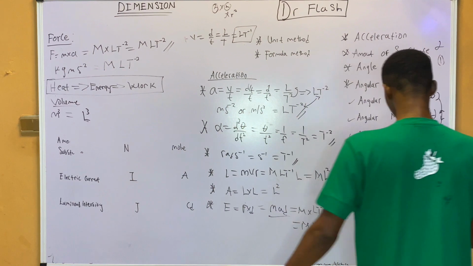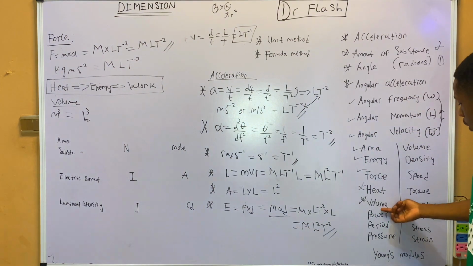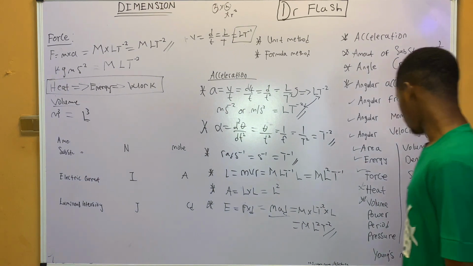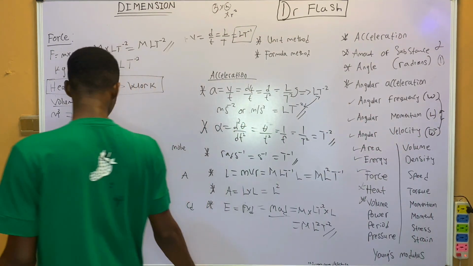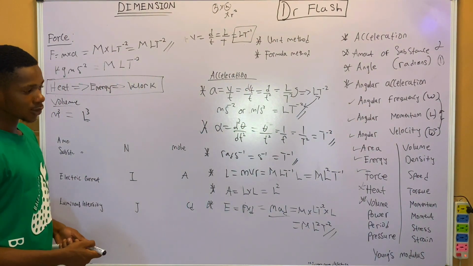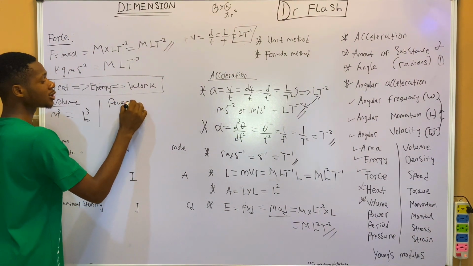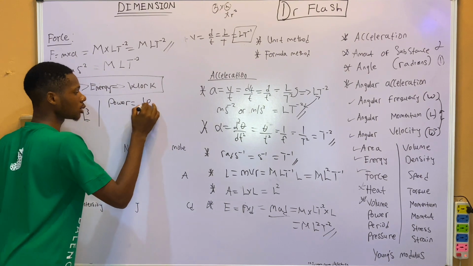And then the next one on the board is power. We have power, period, pressure, density, speed, torque, momentum, moment, stress, and strain. Okay, we've not done all of this. Now let's take the next one, which is power. Now first of all, what is power? Power is the rate at which work is done, that is work over time.